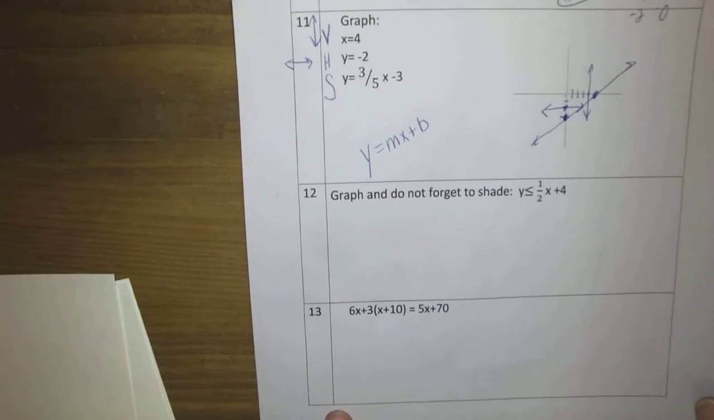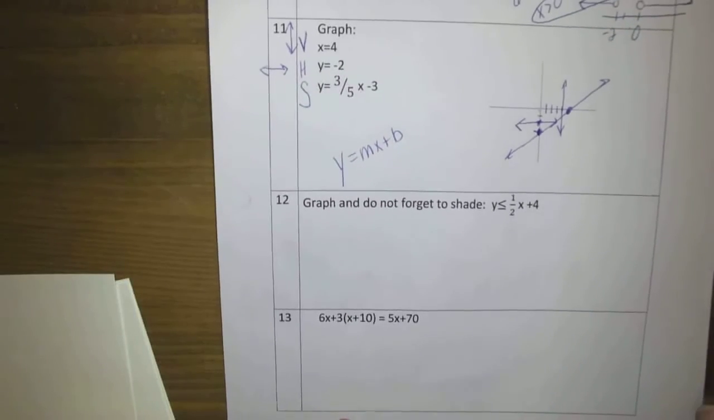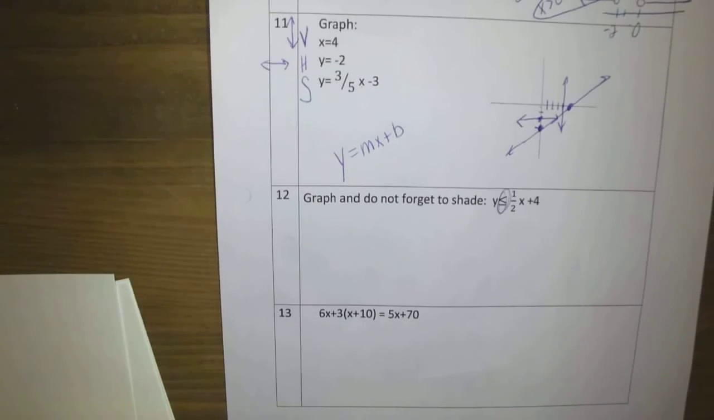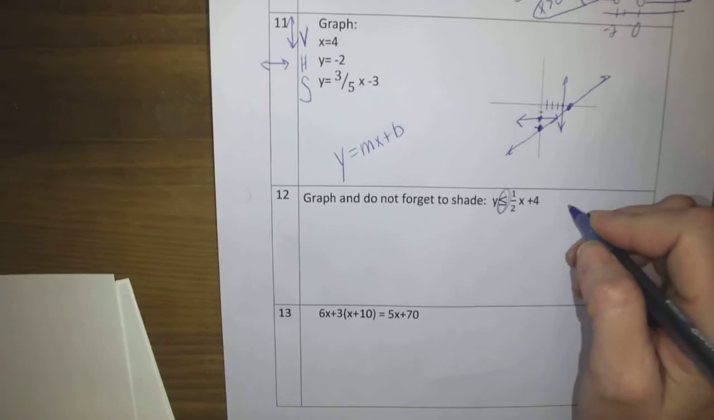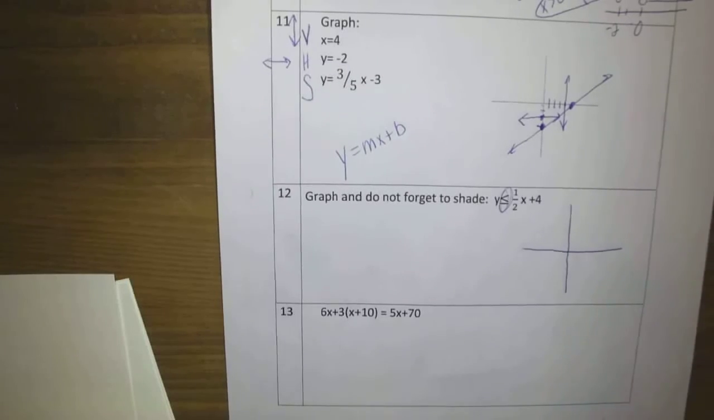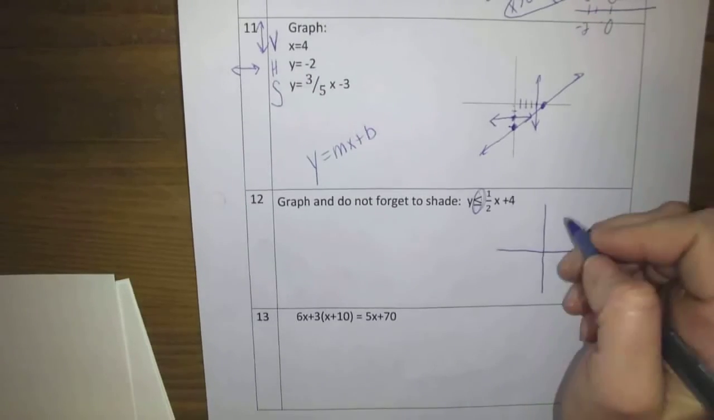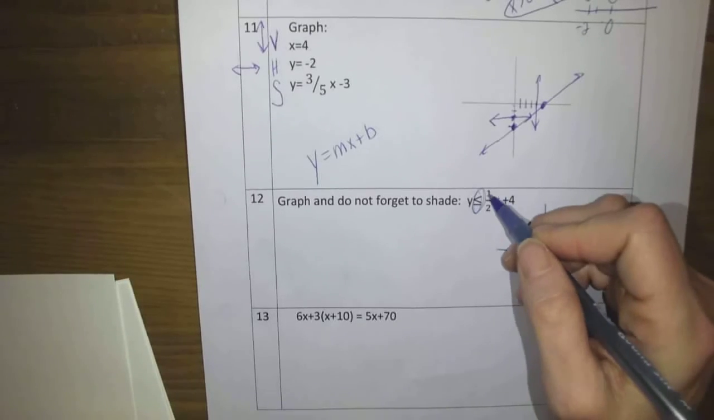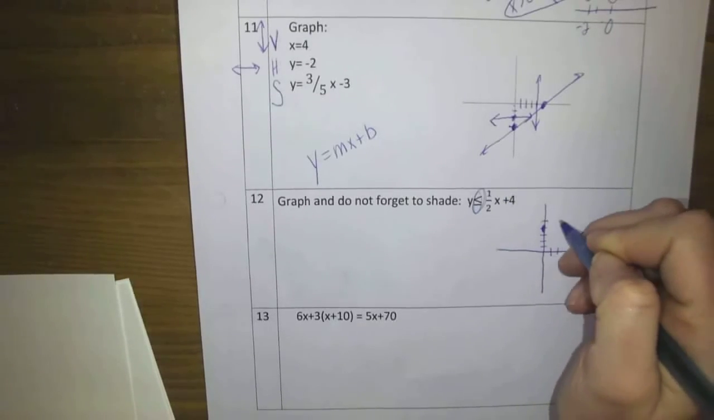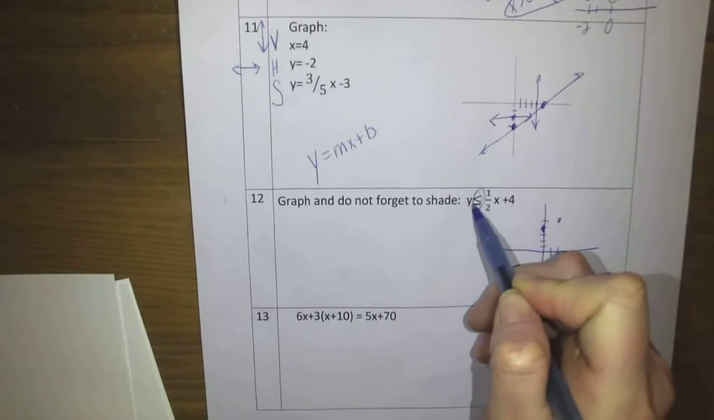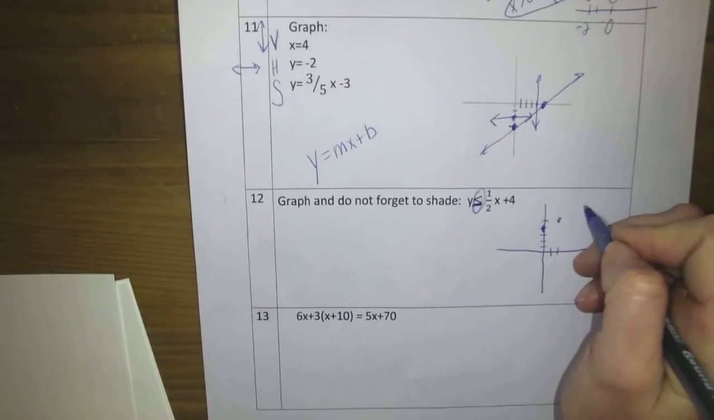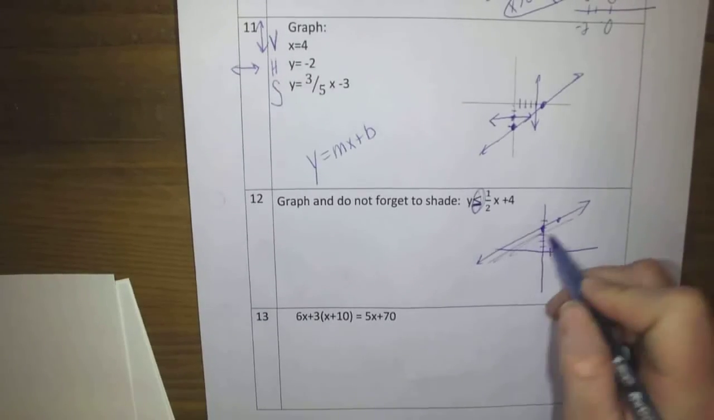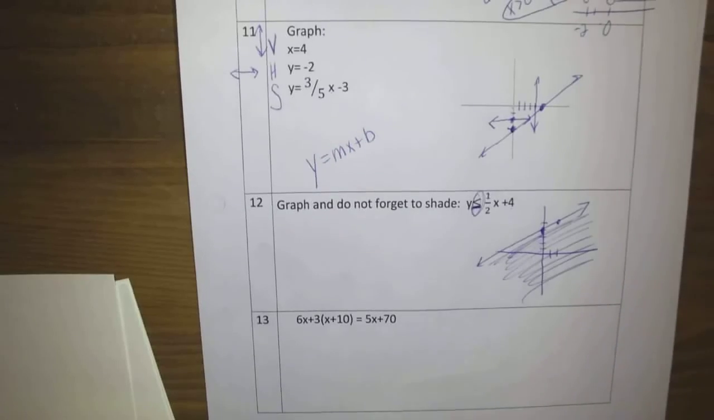Number 12, graph, and do not forget to shade. Shade because we have this less than or equal to sign. So I graph that line like I always have graphed a slanted line. Y-intercept is 4. Go up 4. Then I'm going to rise 1, run 2. There is a solid line because it can equal it. So I'm going to make a solid line here. And if it's less than, I shade all the stuff below.